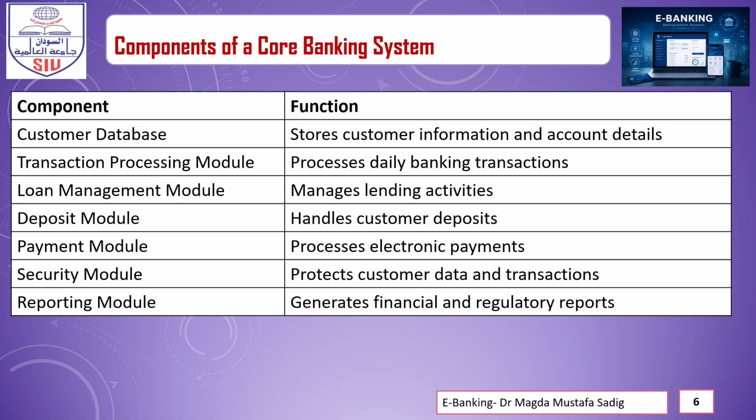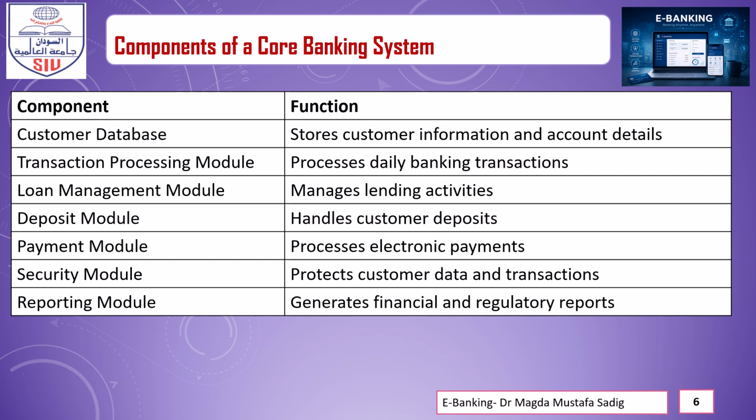The fifth component is the payment module. This module processes electronic payments. Examples include online purchases, salary payments, utility bill payments, ATM withdrawals, mobile money transfers, and card payments. The sixth component is the security module. Security is one of the highest priorities in banking. This module protects customer information by using passwords, encryption, authentication systems, and fraud detection mechanisms. Its objective is to ensure that only authorized users can access banking information.